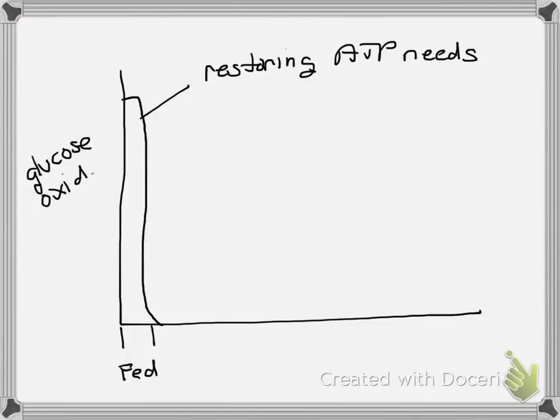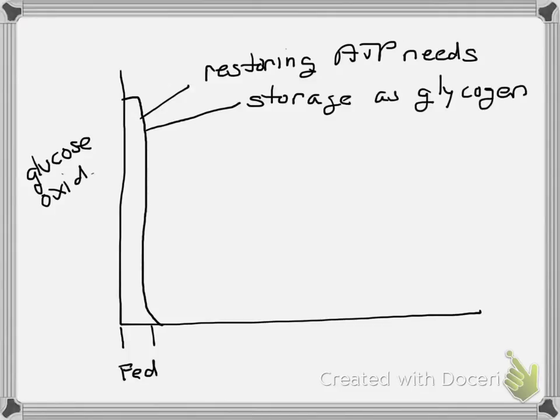So remember, the first thing the cell is going to do is restore its energy level to the highest ATP levels it can. The other reason that this declines rapidly is because we are removing glucose from the circulation, and we are storing this as glycogen in muscle and liver. So the glucose oxidation of the glucose that is ingested during the fed period is disappearing out of the bloodstream.